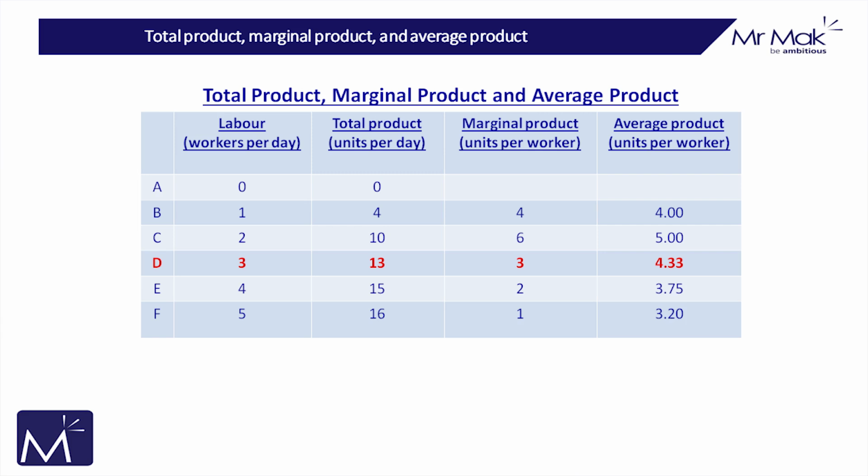By the time we get to scenario F, where we're with 5 workers, our total product is 16, our marginal product is now only 1, and the average product has dropped to 3.20. This example shows you the impact of diminishing returns. How with each new laborer added, the output that we generate still carries on going up, but it goes up at a lesser and lesser rate. That is diminishing returns, folks.